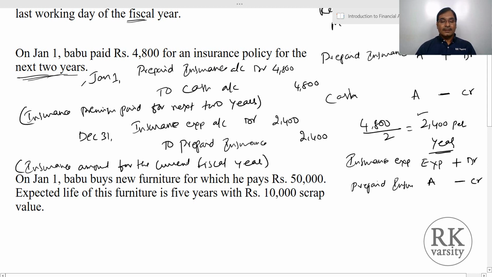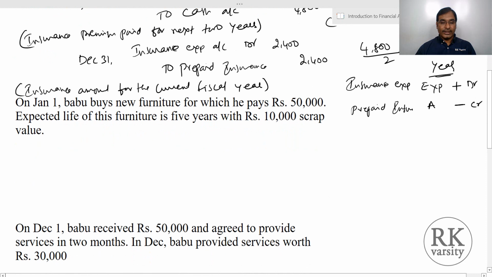That means now your prepaid insurance will be only 2,400. That is, your asset will be only 2,400 and expenditure is 2,400. Total is 4,800. So this is how we have to make adjustments for our expenses incurred in accordance to the accrual basis of accounting.